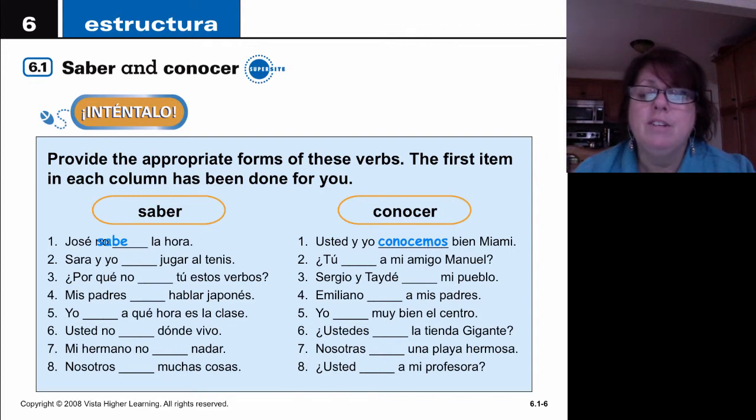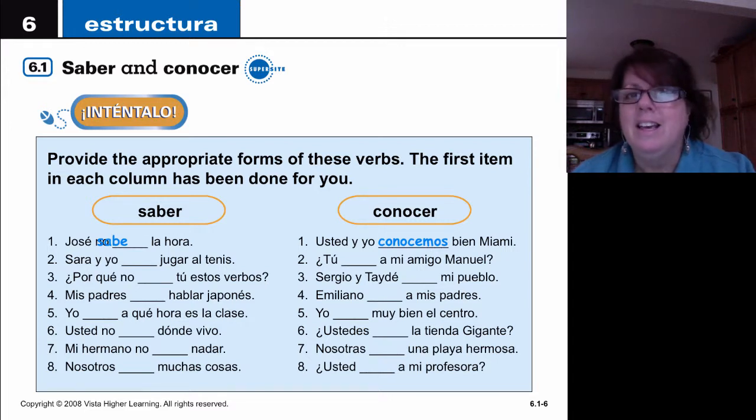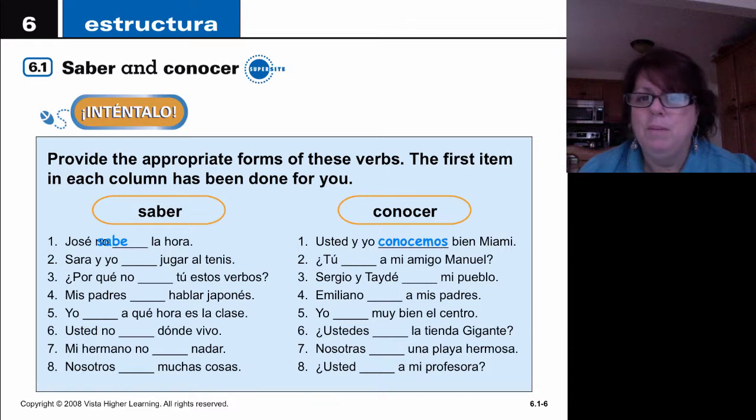All right, here you have to choose the right form of saber and the right form of conocer. I'm not asking you yet to be able to tell which one to use, because the left column you're going to complete with the right forms of saber, and the right column you're going to use the right forms of conocer.